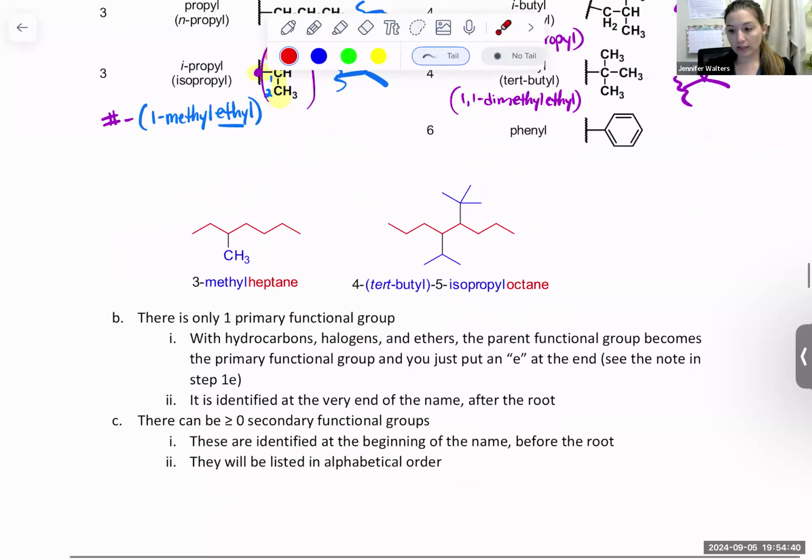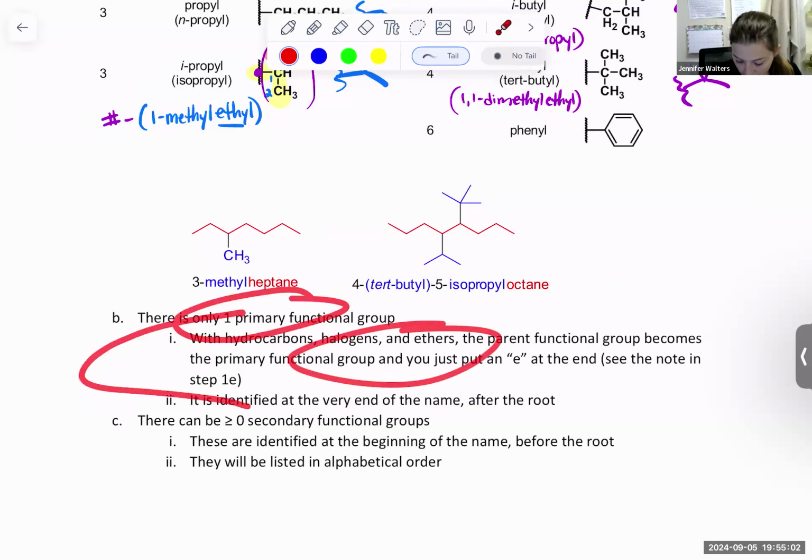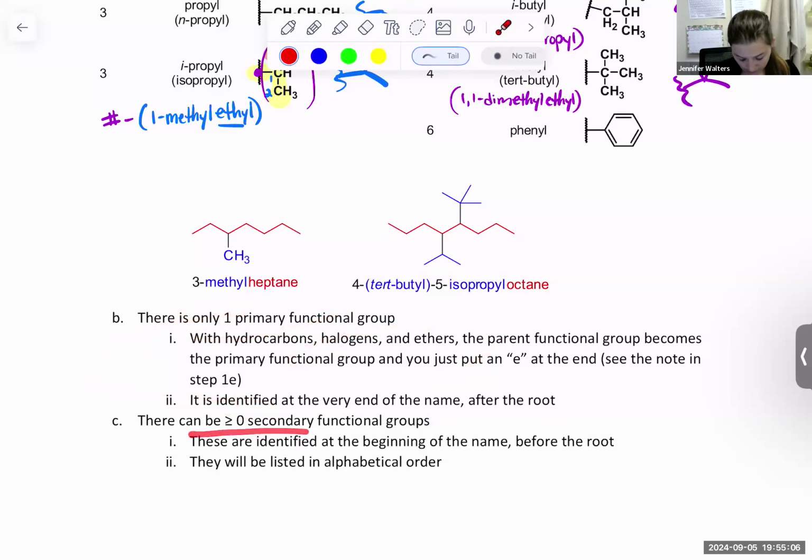There is one and only ever one primary functional group. Your hydrocarbons, halogens, and ethers will never be your primary functional group. They're always going to be a secondary or a substituent. They always go out front, and they would be named at the beginning. Your primary gets named at the end, after the root. There can be as many secondary functional groups as you need. That's just everything else becomes a secondary functional group.